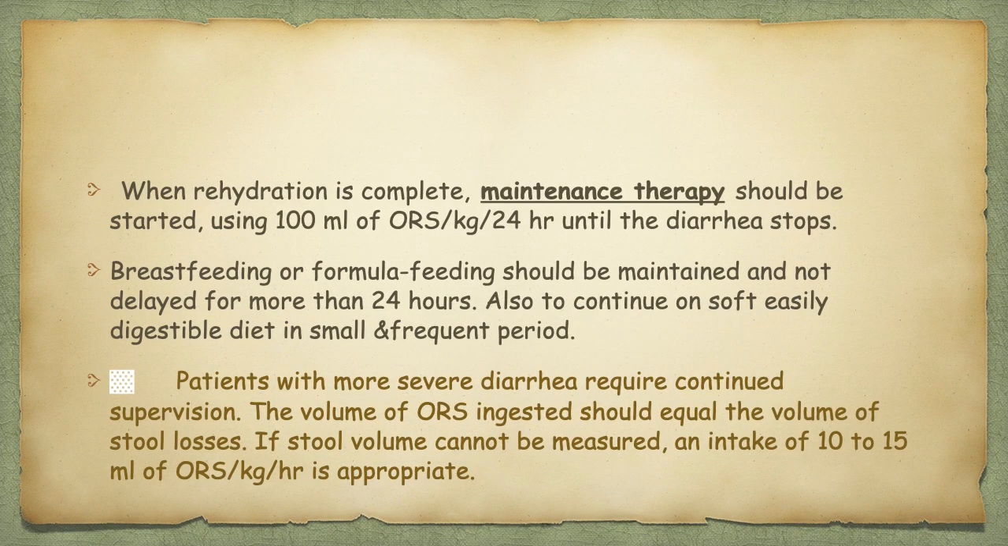After rehydration is complete, we shift the patient to maintenance therapy. Maintenance therapy consists of 100 cc per kg per 24 hours of ORS. The patient should continue to receive this amount until the diarrhea stops. In addition to that, breastfeeding or formula feeding should be maintained and not delayed for more than 24 hours.